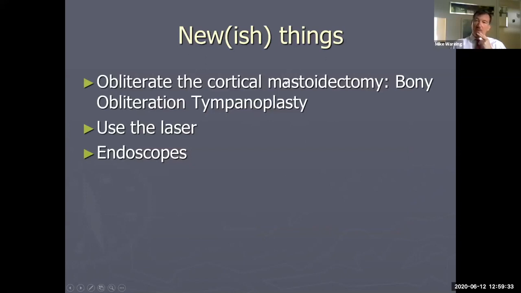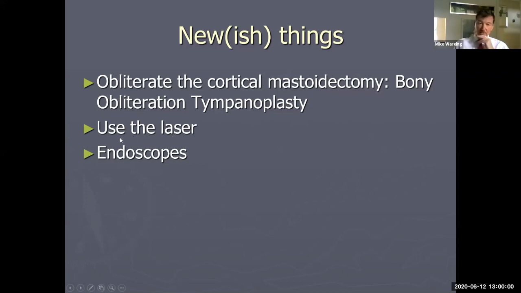But the newish things are, one is to obliterate the cortical mastoidectomy. So this is called a bony obliteration tympanoplasty, and is a Belgian concept. And you tend to basically just put some fascia down, and you fill the mastoid cavity up with bone pate, and that again stops the retraction happening.